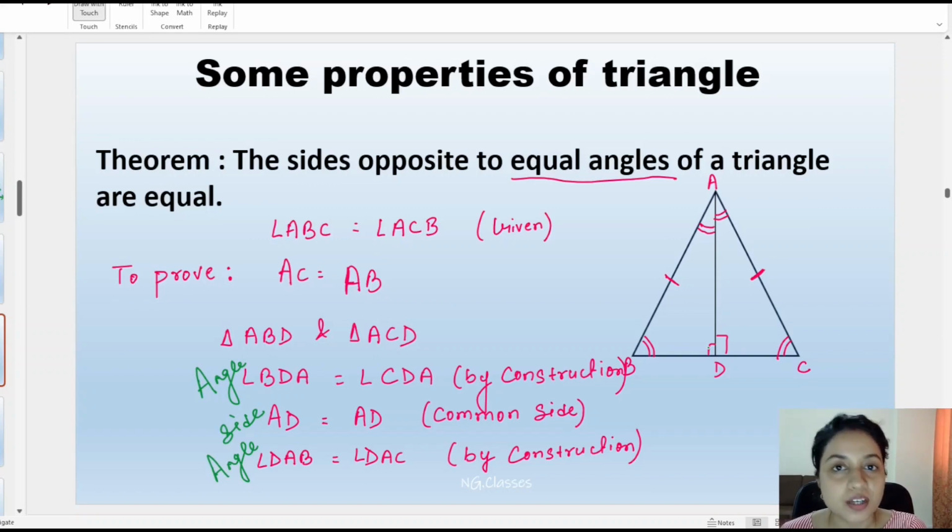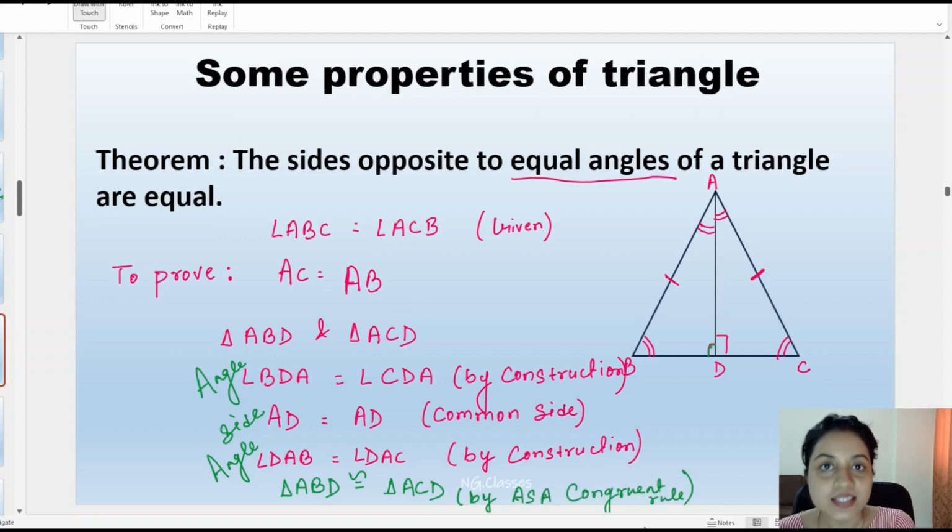We can check in the figure also that continuity is maintained. That means angle, then side, then angle. So we can say triangle ABD is congruent with triangle ACD. Let's check the sequence. AB must be the corresponding side with AC, BD must be the corresponding side with CD, and AD must be the corresponding side with AD, by the angle side angle congruence rule.